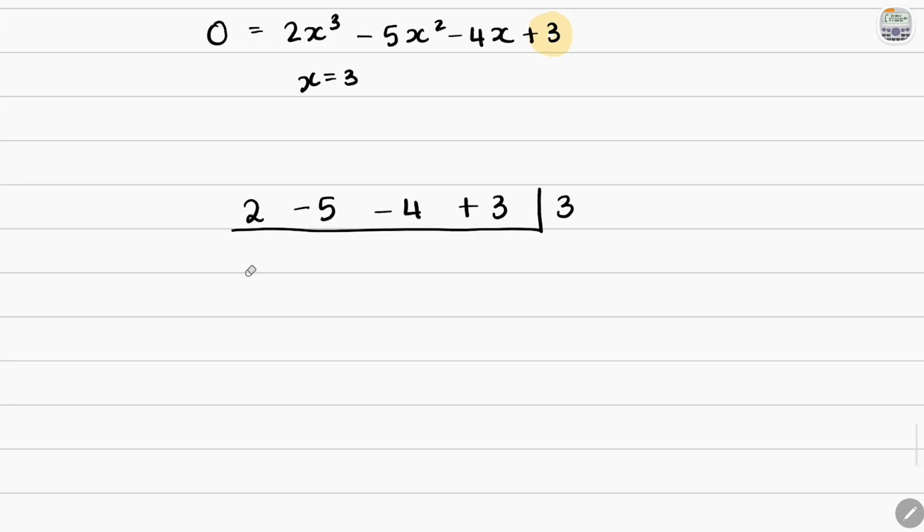Then we drag down the 2. And then we say 2 multiplied by 3 gives us 6. 6 minus 5 gives us 1. 1 times 3 gives us 3. 3 minus 4 gives us negative 1. Negative 1 times 3 gives us negative 3. And negative 3 plus 3 is 0. You should always end at 0. And that's how you know that your factors are correct.